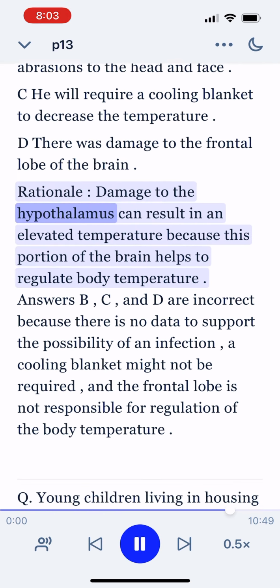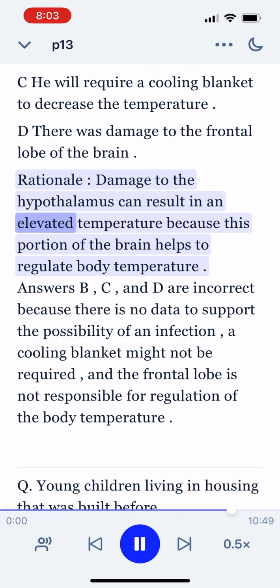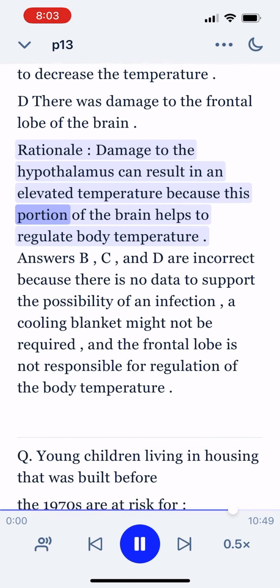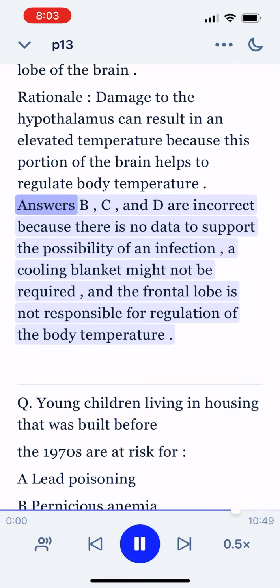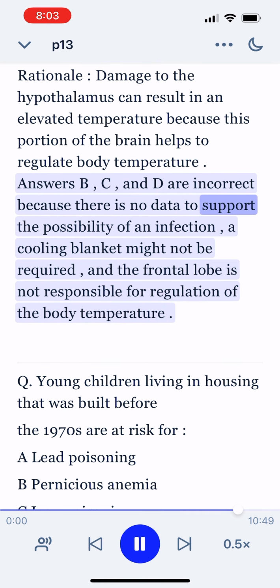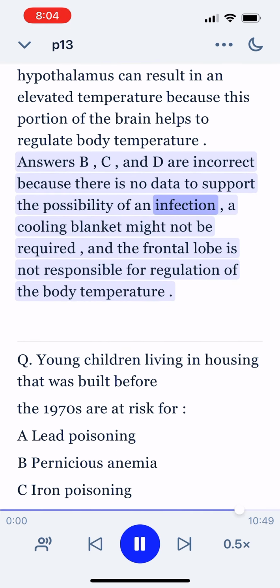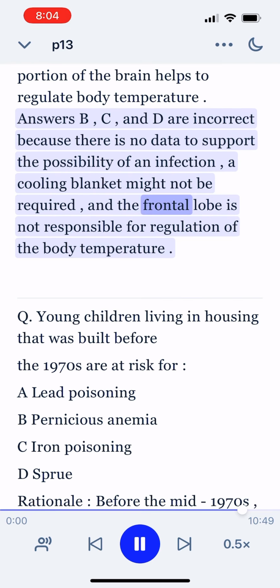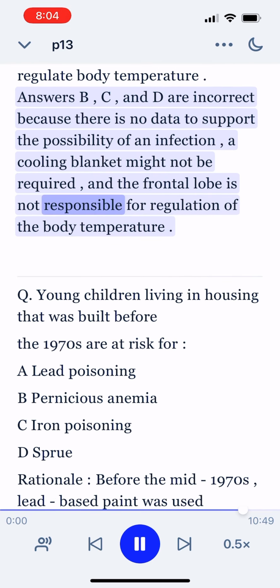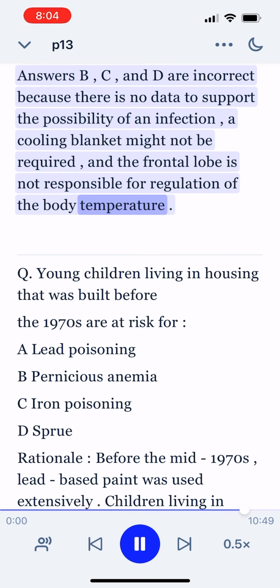Rationale: Damage to the hypothalamus can result in an elevated temperature because this portion of the brain helps to regulate body temperature. Answers B, C, and D are incorrect because there is no data to support the possibility of an infection, a cooling blanket might not be required, and the frontal lobe is not responsible for regulation of the body temperature.